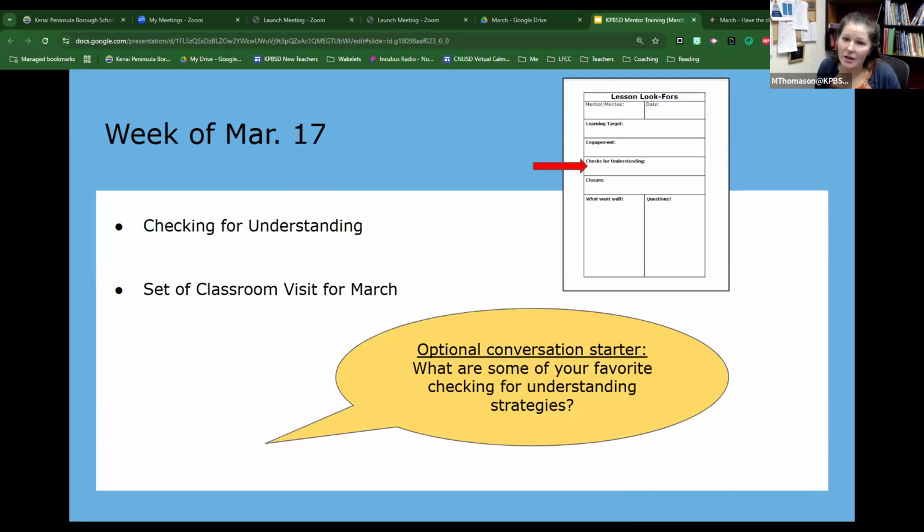This month, we're shining the spotlight on checking for understanding. Remember that Hattie did that huge meta-analysis and found the strategies with the highest impact in classrooms. A 0.20 effect size is considered small, 0.5 medium, and anything with a 0.8 or higher is considered to have a large impact on student learning.